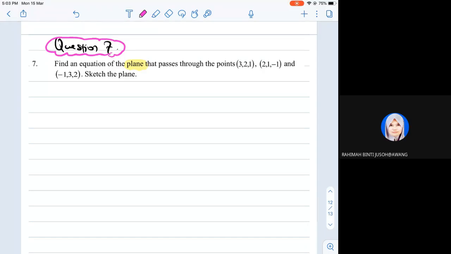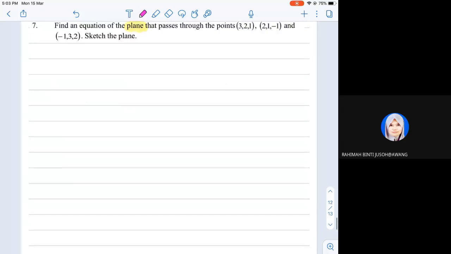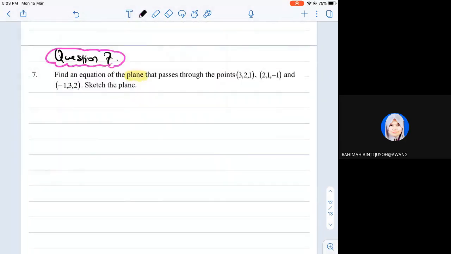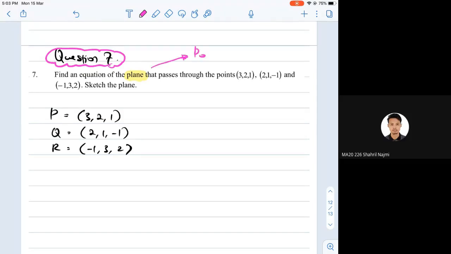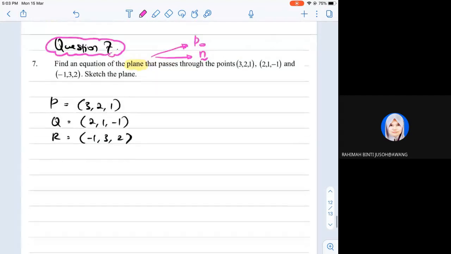Okay, we have 3 points, 3 coordinates, guys. So let's declare them one by one. Let's say I declare P as 3, 2, 1, and then Q as 2, 1 and negative 1, and then R as negative 1, 3, 2. Okay. For the equation of plane, what information do we need? P naught and the normal vector. Yes, very good. We need P naught and the normal vector.